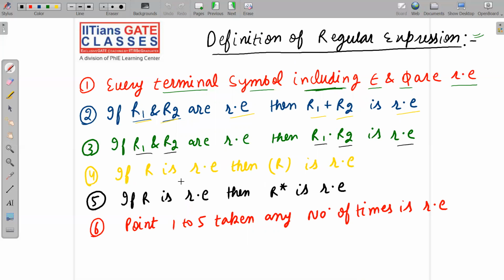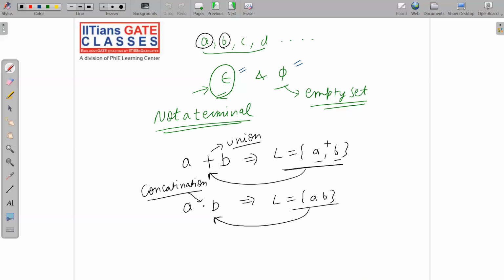So let's move to the next point. If R is a regular expression, then R within brackets is a regular expression. What does this mean?